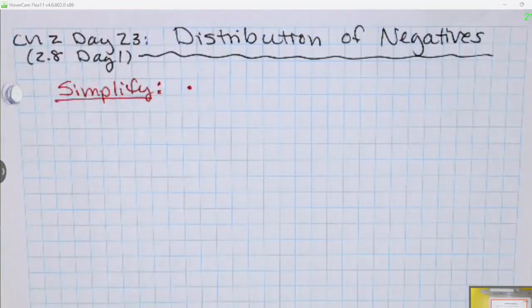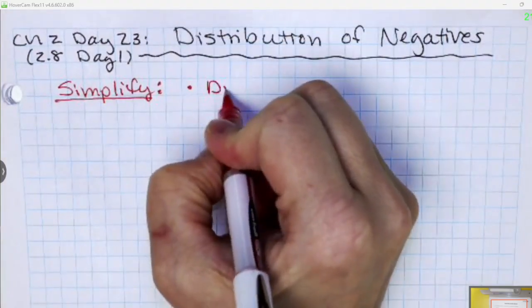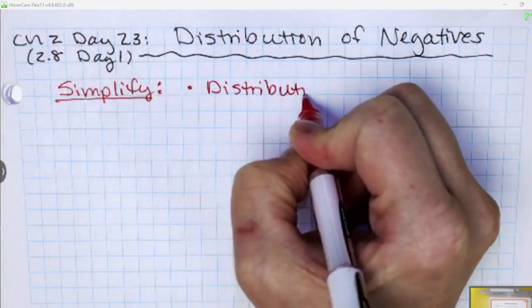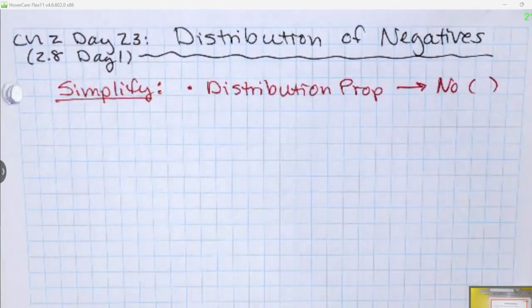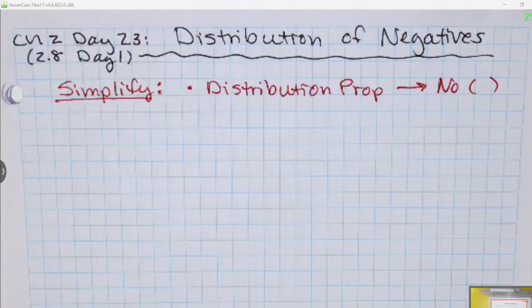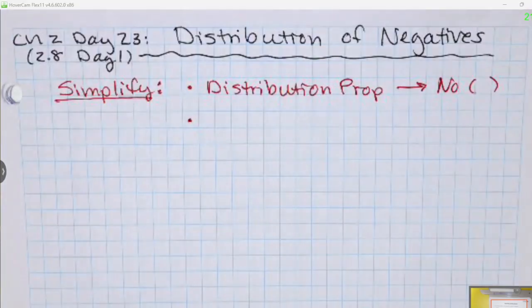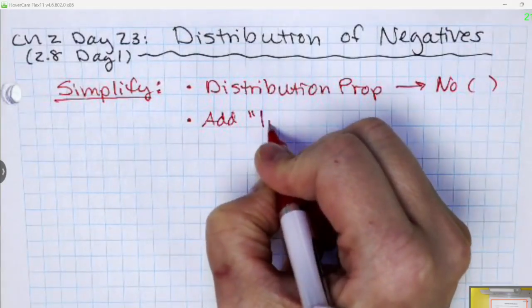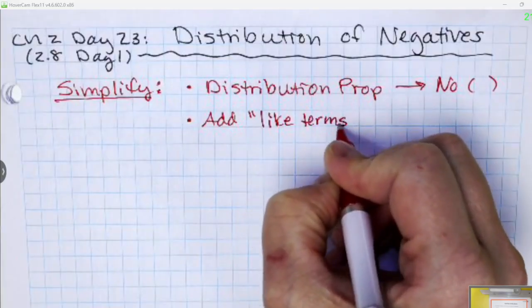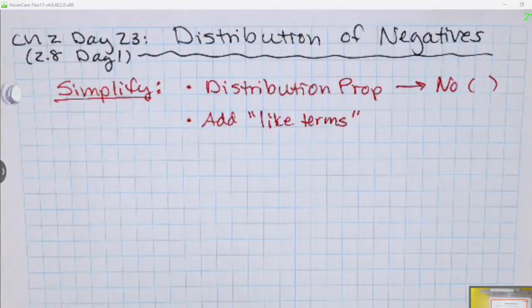And of all the things that we've learned to do, you're going to use distribution property first, because you want there to be no parentheses or brackets or other kinds of grouping symbols. So it's always distribution property first to get rid of parentheses. And then what happens is, now that there's no parentheses, you have new terms that you can add together. And that's where yesterday's skill comes into play. You're going to add like terms. And those are pretty much the two most common simplifying moves that you're going to come across.